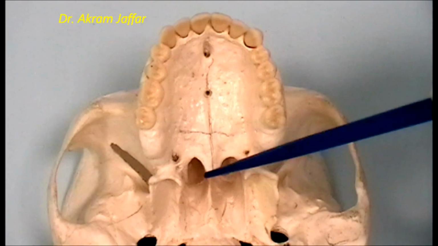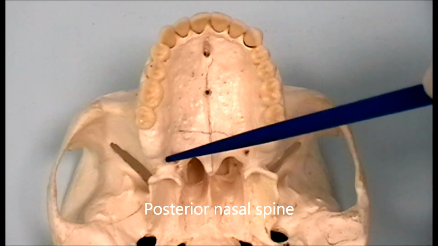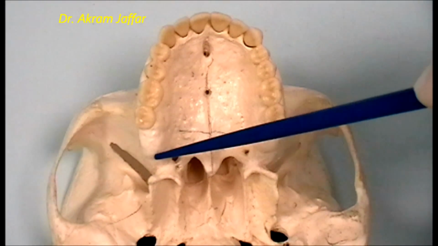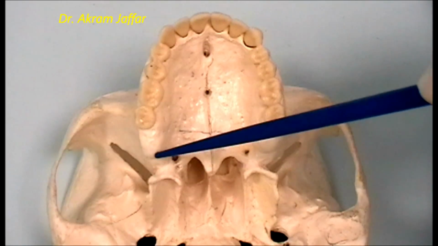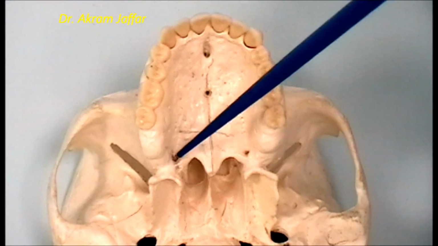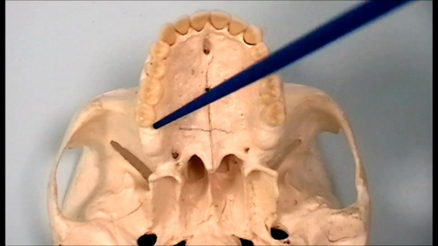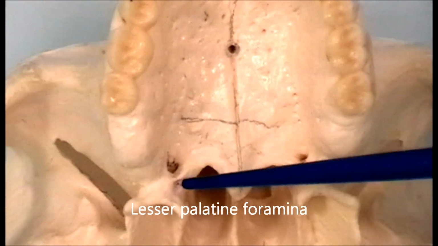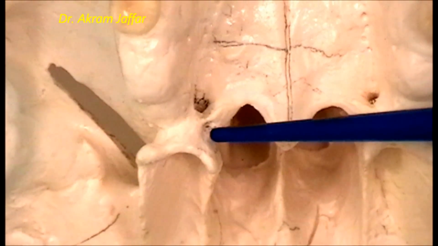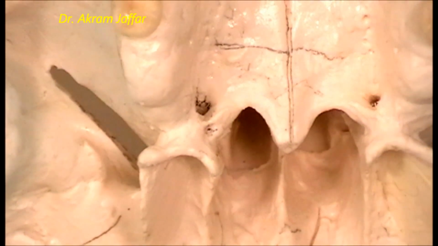These plates are projected posteriorly as the posterior nasal spine. And this is the tuberosity of the maxilla, the prominent part of the bone that is located behind the third molar tooth. We can see also some of the foramina here. This is the greater palatine foramen, and there are a group of very small foramina, and only one of them is shown here. It's called the lesser palatine foramen. So a greater palatine foramen and a group of lesser palatine foramina.